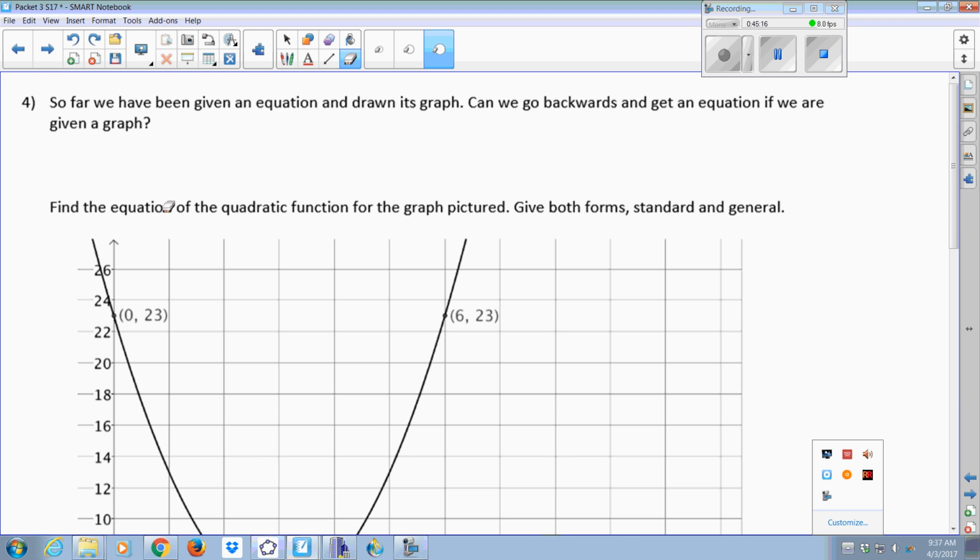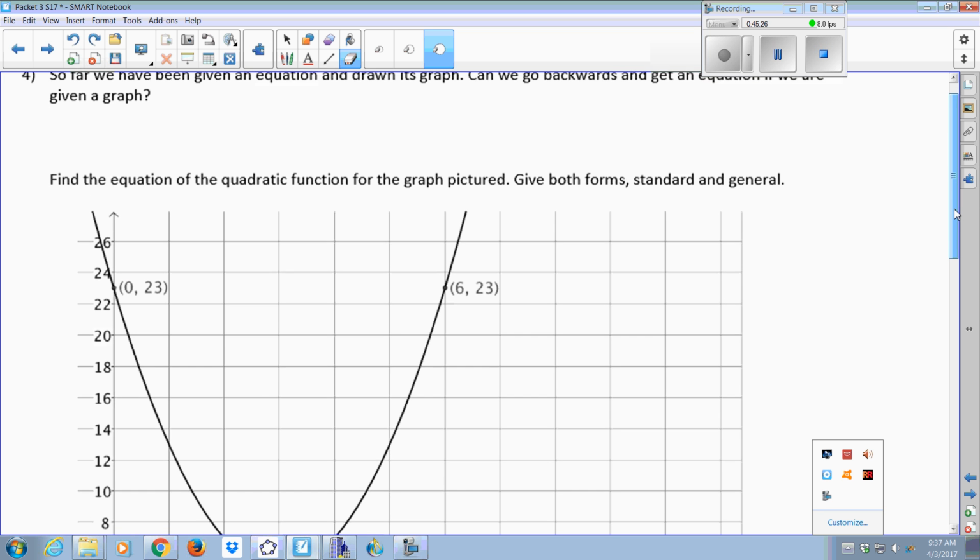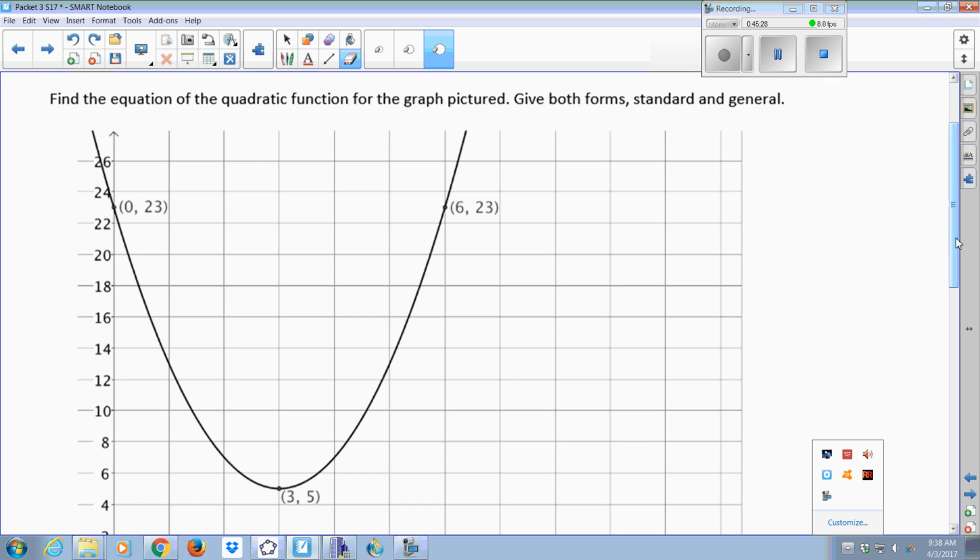Okay. Oh, I forgot we have one more question. Sorry. So far, we've figured out how to draw the graph from the equation. How do you go backwards? So here's the equation. Here's a graph. How would you get the two forms that we just looked at from the equation?